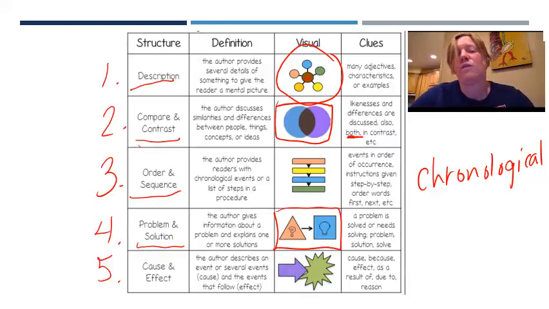So you're going to be looking for words like solved, fixed, and problem and solution honestly come up a lot, especially that word problem. You're going to see that, and that's going to automatically tell you that this text is organized as a problem and solution.